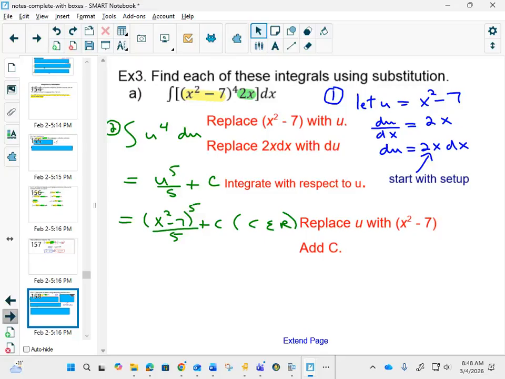Question, yes? Why don't you have to divide by the inside? Because if I did the derivative of my answer to check, the 5 would come out in front, cancel out that 5 on the bottom. Subtract 1 from the exponent 4, and then I'd have to multiply by 2x, which matches up perfectly with what I started with.